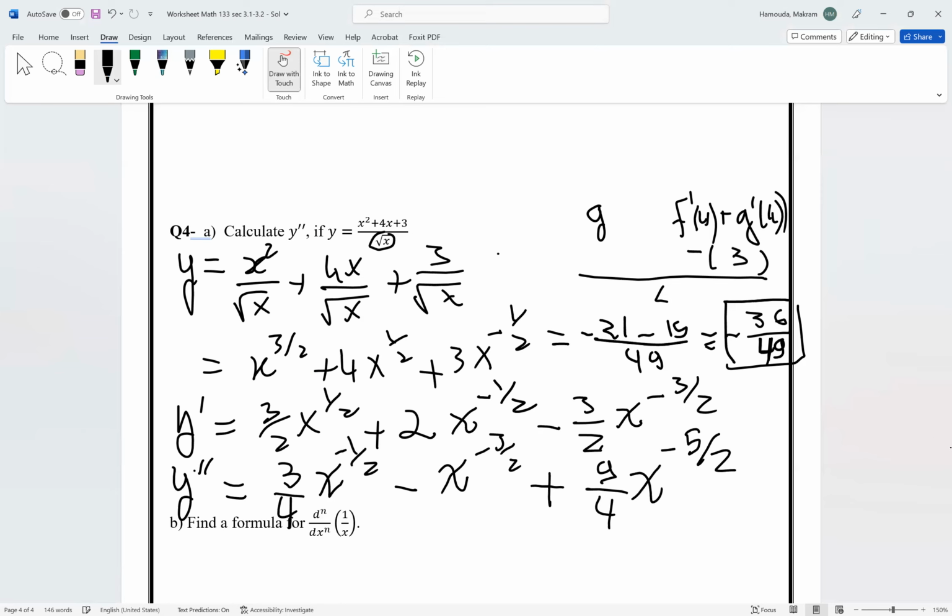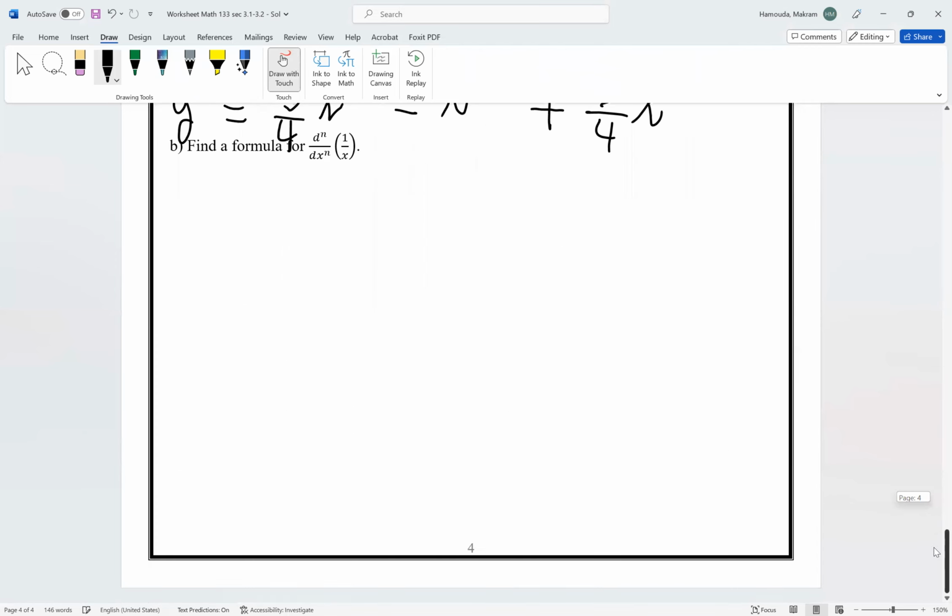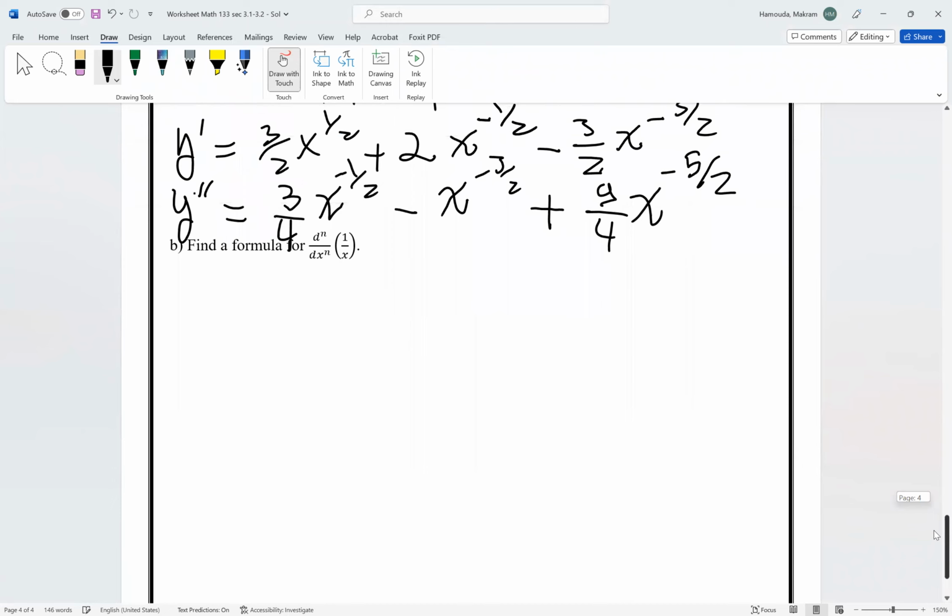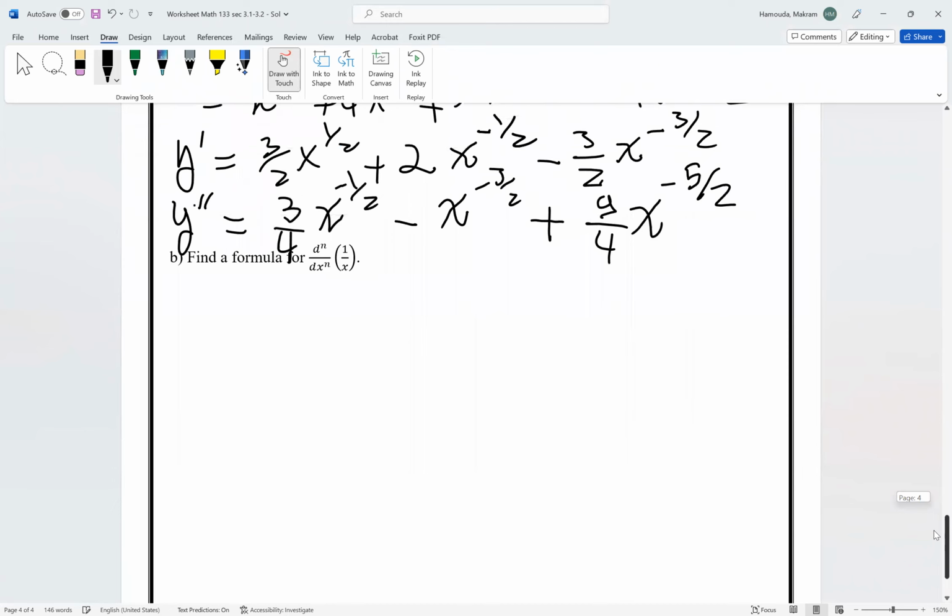I will move to question B then, and that's the last question here. Find the formula for the any order of derivative for 1 over x. And here it's like y equal to 1 over x. So better to write this as x power minus 1. Then the derivative becomes easier.